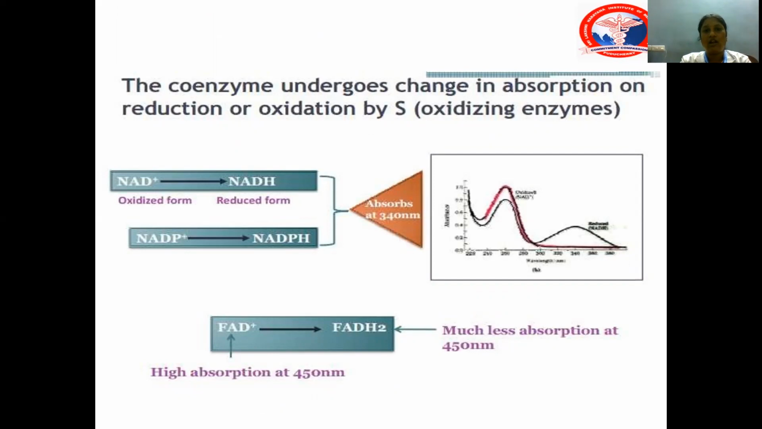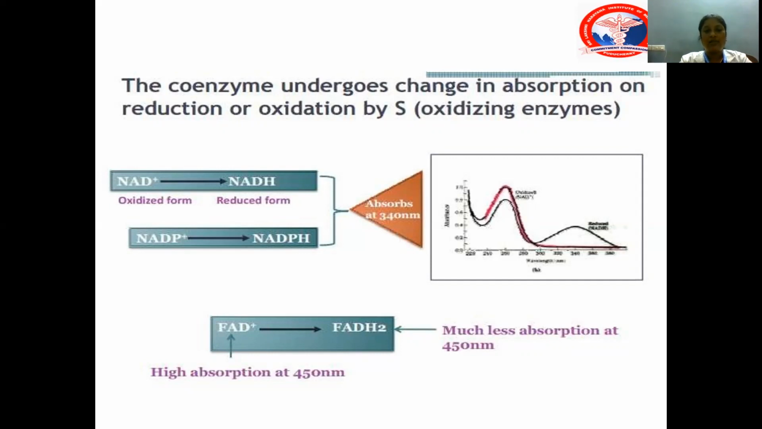Next, the coenzyme will undergo a change in absorption upon reduction or oxidation by the substrate. Here you can see NAD+, the oxidized form, is converted into the reduced form NADH, which absorbs UV. Similarly, NADP+, the oxidized form, can be converted into NADPH, the reduced form, and both of these absorb light at 340 nanometers.